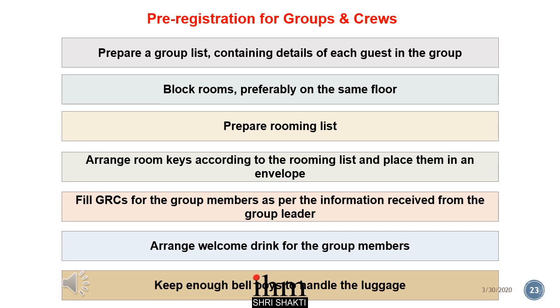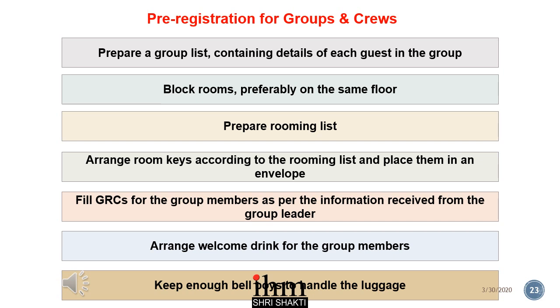The front office should prepare a group list containing details of each guest in the group. That could include name, address, purpose of visit, duration of stay, meal preference, passport details, and any special instructions regarding the location of room. After ascertaining the type of room and number of rooms required, the front office should block rooms for the group, preferably on the same floor.